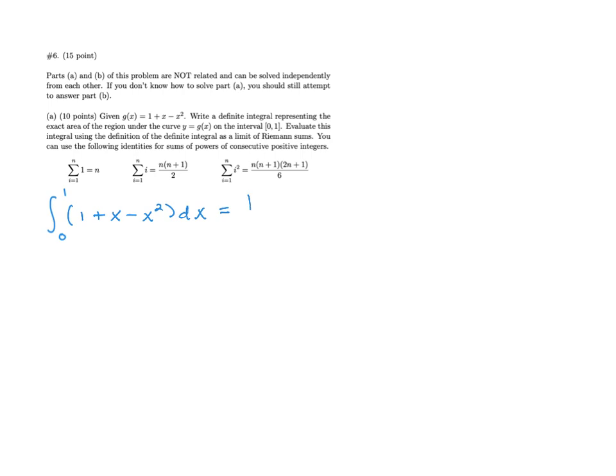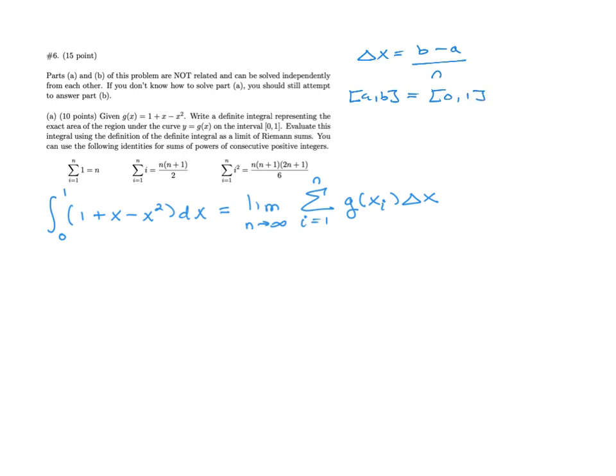The limit definition says this is the limit as n approaches infinity of the sum of i going from 1 to n of g of x sub i times delta x. And again, what this sum means is g times delta x is the area of a rectangle. You add them up, and then you let the number of rectangles go to infinity, ultimately resulting in the exact area. We have formulas for delta x and x sub i. Delta x is equal to (b minus a) over n, where the interval from a to b in this problem is 0 to 1. And therefore, delta x for this problem is (1 minus 0) over n, which is 1 over n.